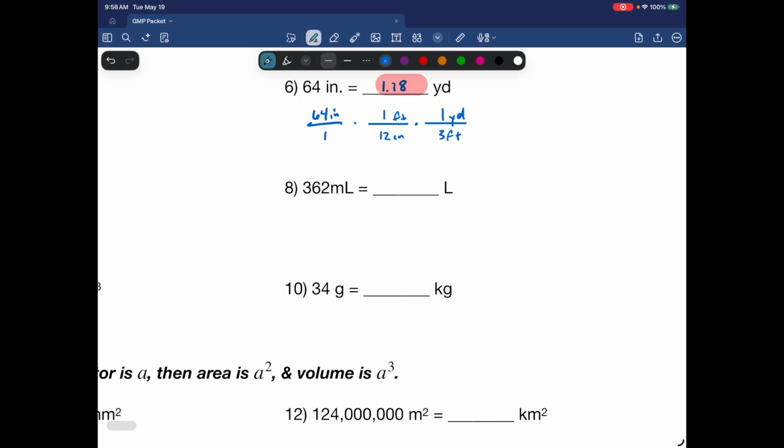You have milliliters to liters. Milliliters are smaller, so you're going to divide by 1,000. 362 divided by 1,000 gives you 0.362 liters.